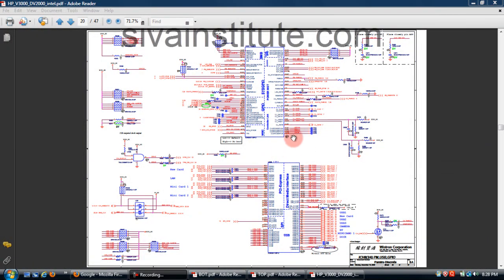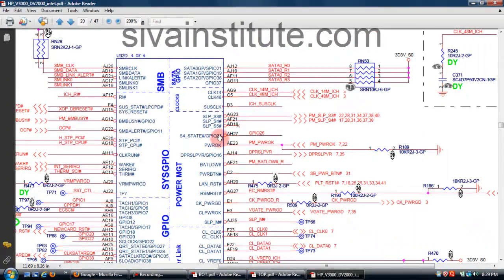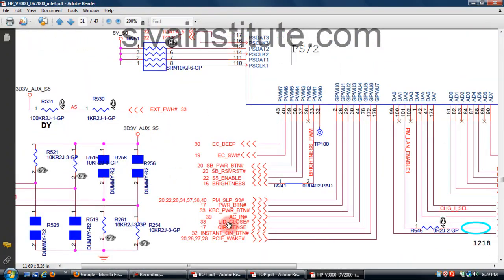This is ICH, page number 20. After the S4 command, S3 comes out from this IC. See here, the S3 command comes out from this IC. This voltage goes to the SIO chip and all regulators. We will see at the SIO chip. The SLP S3 command comes to this IC, pin number 2. And from this IC, this voltage SLP S3 3.3 volts goes to all regulators.